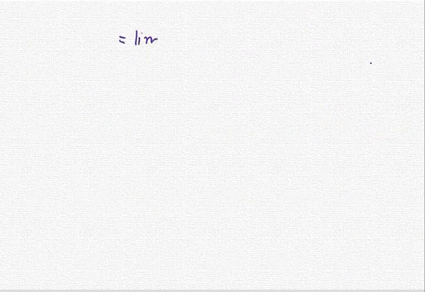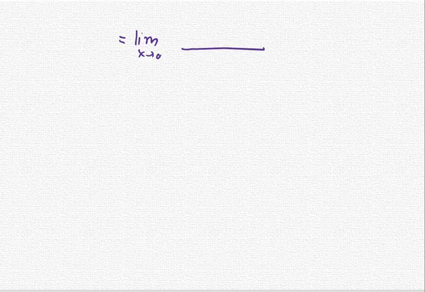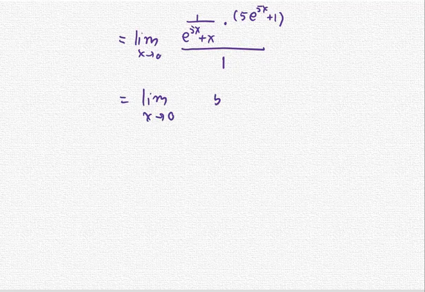For the derivative of the numerator, we apply the chain rule. The outer function is the natural log, so the derivative is 1 over the quantity inside the natural log, and then multiply by the derivative of the inner function, which is the derivative of e to the 5x plus x. So we get 5 e to the 5x plus 1. For the denominator, the derivative is 1. Simplify it a little bit to get the limit as x approaches 0 of 5e to the 5x plus 1 divided by e to the 5x plus x.